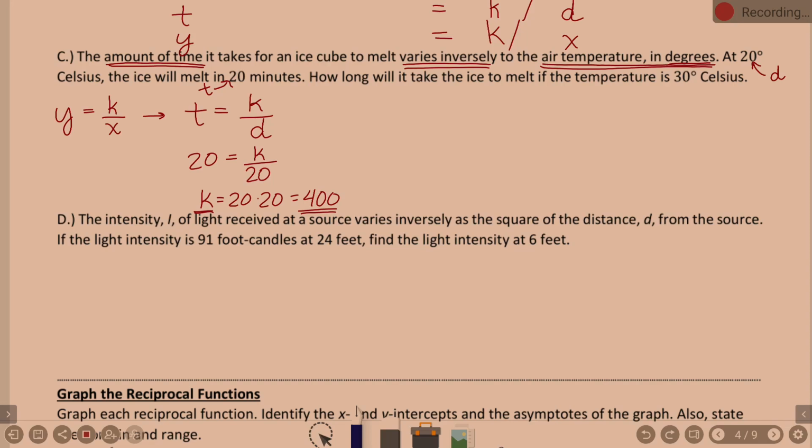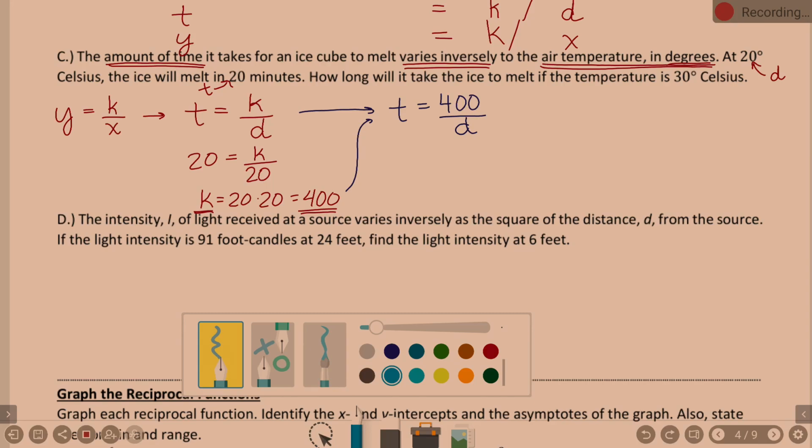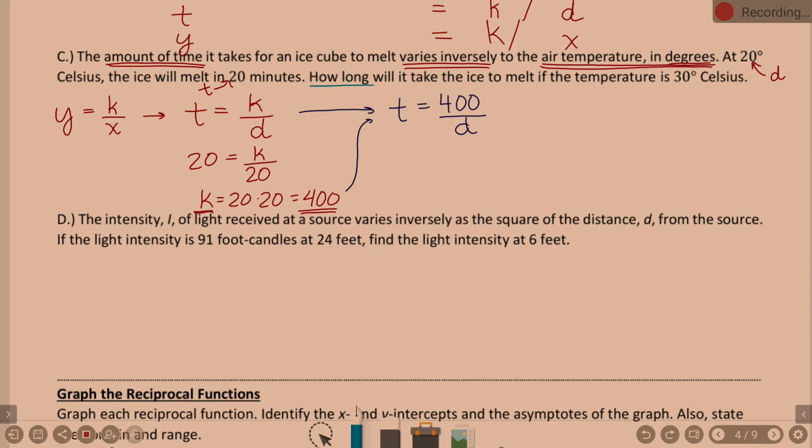It is. Okay, my equation: T equals, instead of K over D, 400 over D. That's the equation that represents this situation. Okay, we have a final question here. How long will it take the ice to melt if the temperature is 30 degrees Celsius?